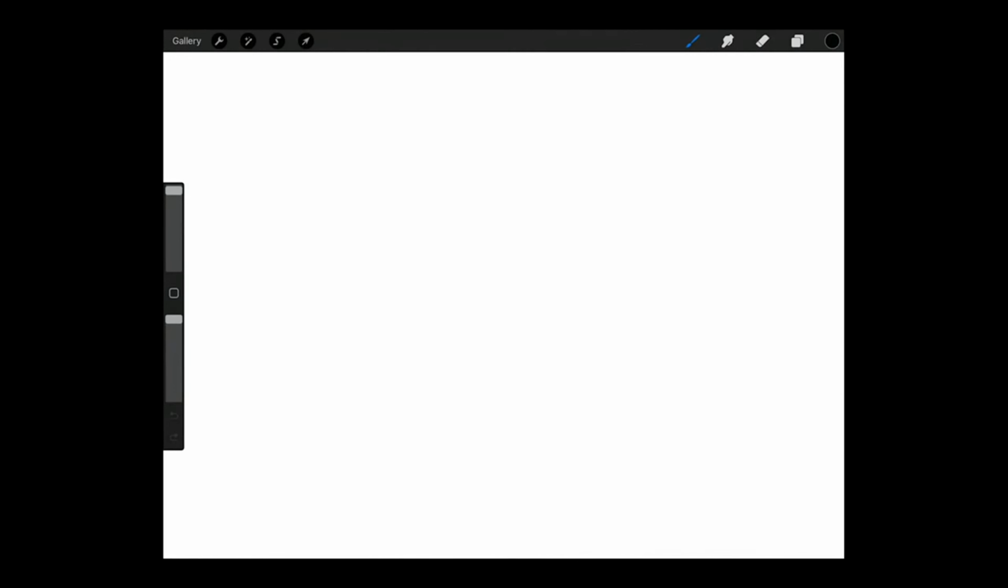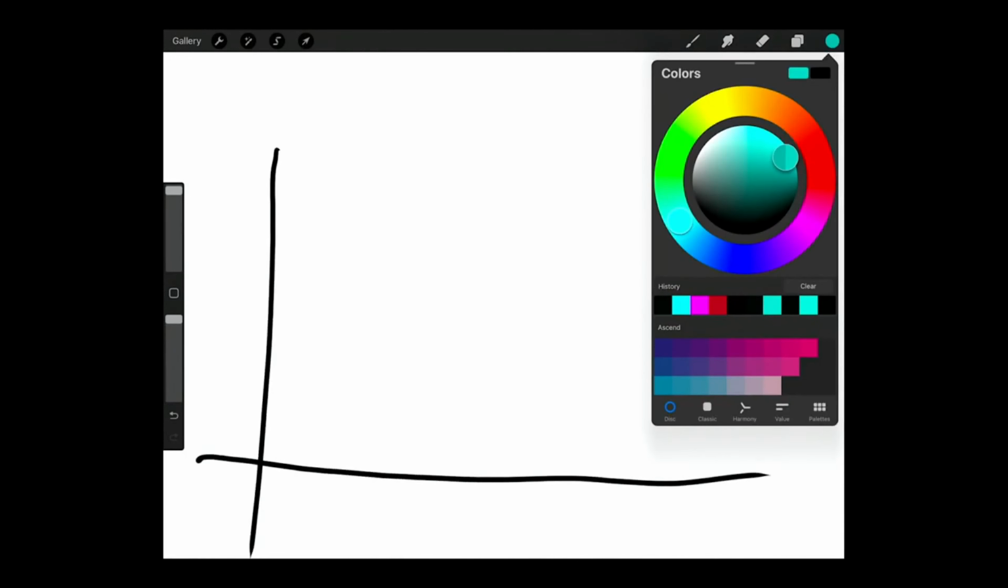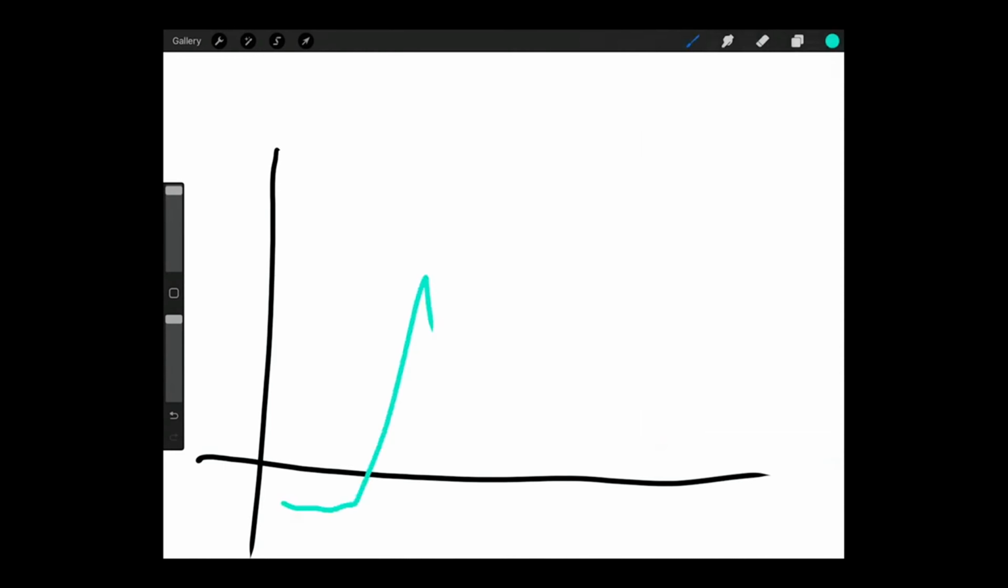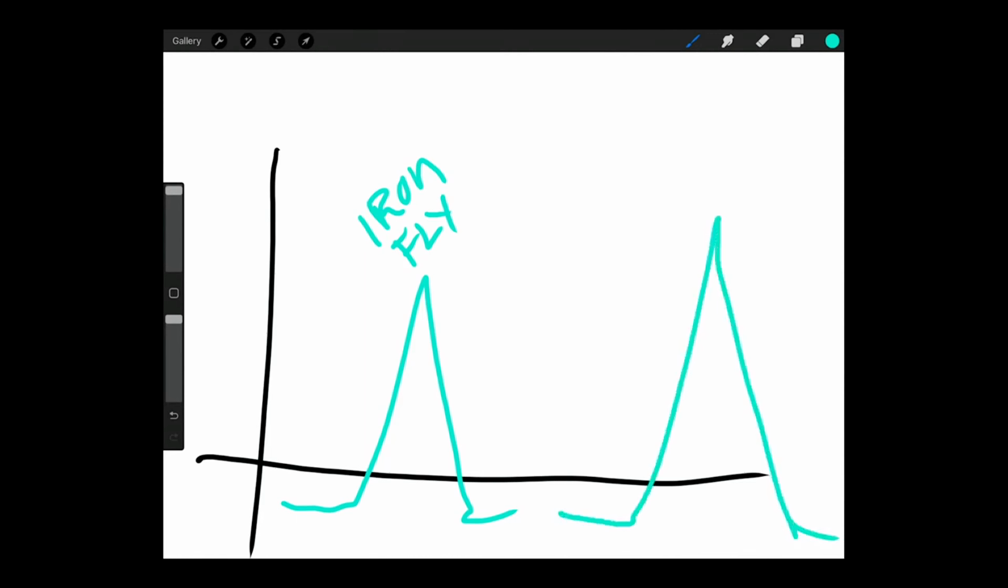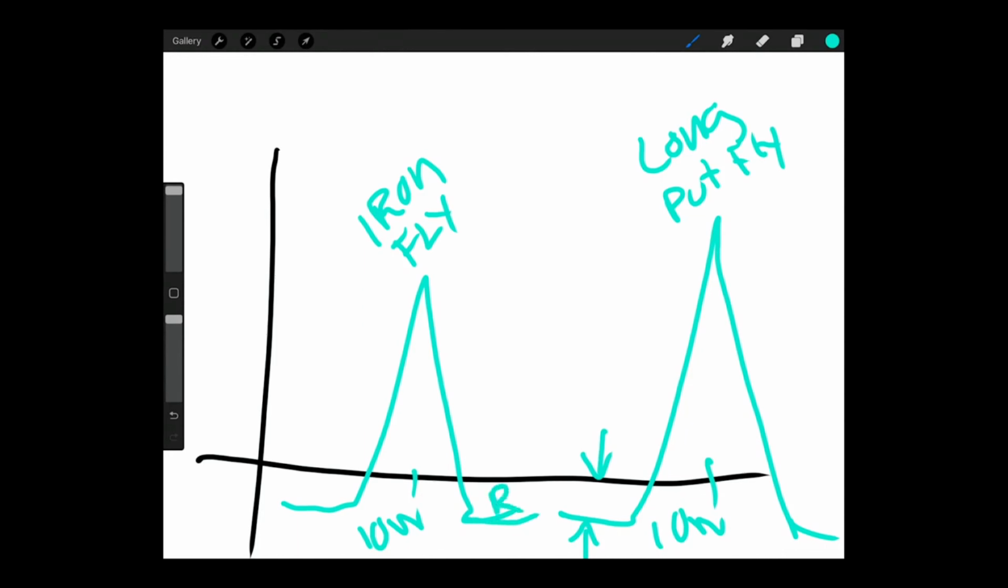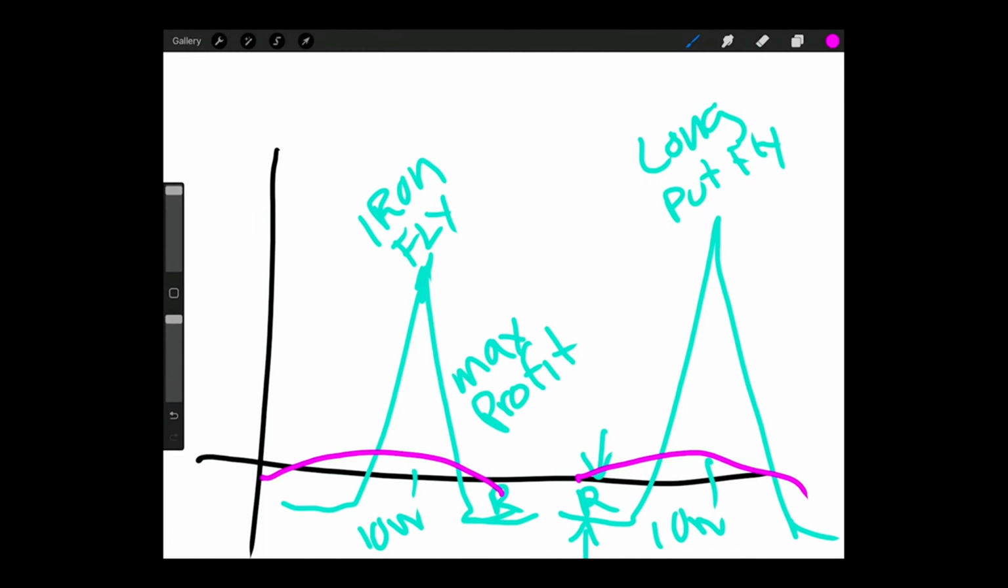All right, so here I have a risk graph and I want to put on two flies. One of them is going to be an iron fly. The other is going to be just a regular long put fly, all right? They have exactly the same width, maybe they're both 10 wide, and they have the same exact debit or same risk. What is the difference between those two flies in terms of their max profit and the way they behave? The answer is that there's zero difference between an iron fly and a long fly. Absolutely zero difference, other than the fact that the iron fly is way more complex.